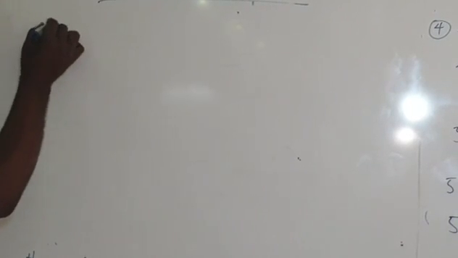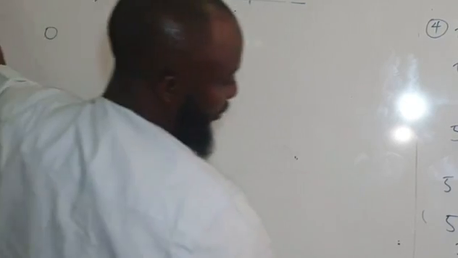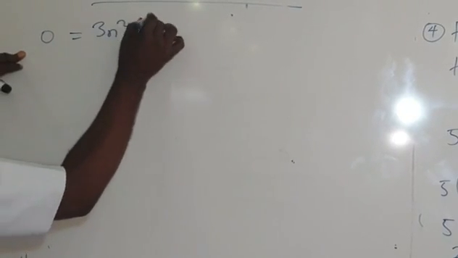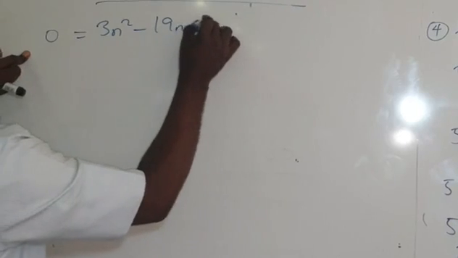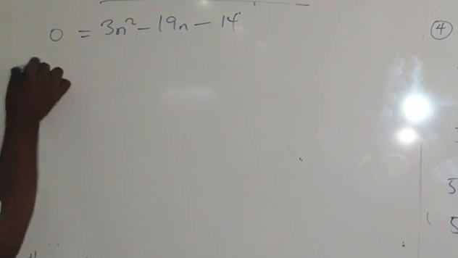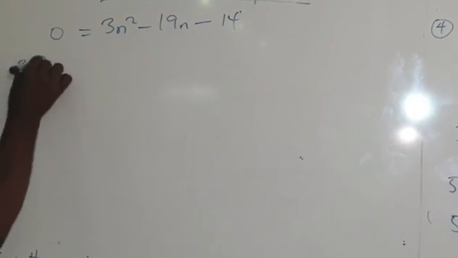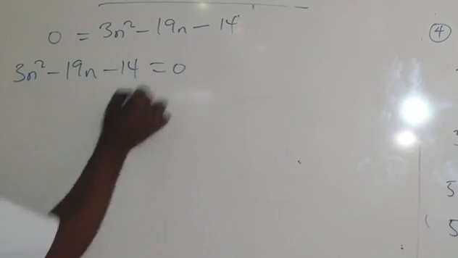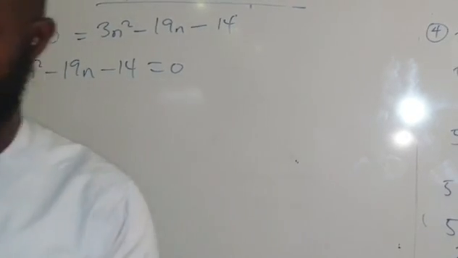So which means we're going to have 0. So this one we take everything to the other side. So what we have left there will be 0. This will then be 3n squared minus what? 19n minus 14. So we can rewrite it to be 3n squared minus 19n minus 14 equal to 0. So this is a quadratic equation. We then solve it.